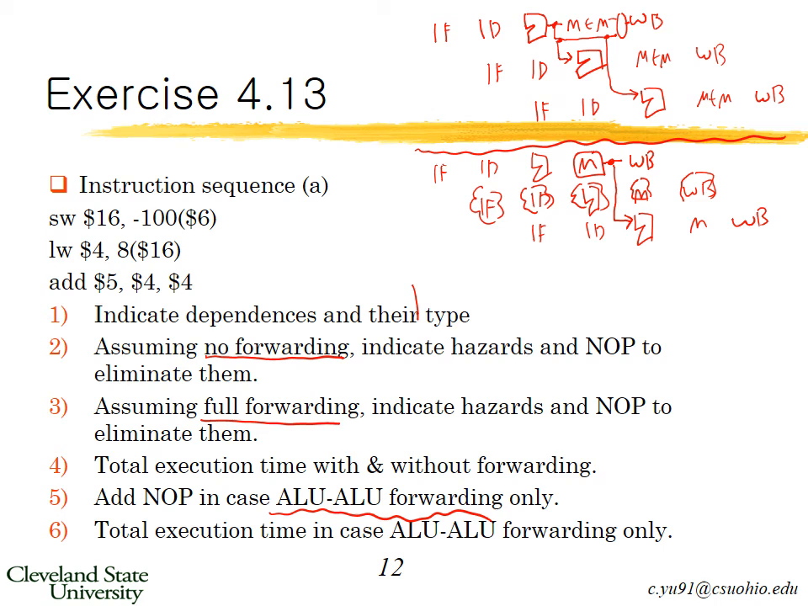Exercise 4.13, mostly on the instruction sequence A. So your homework is to complete the same question for instruction sequence B. One thing I need to explain is no forwarding mechanism. So the architecture does not have any forwarding mechanism.